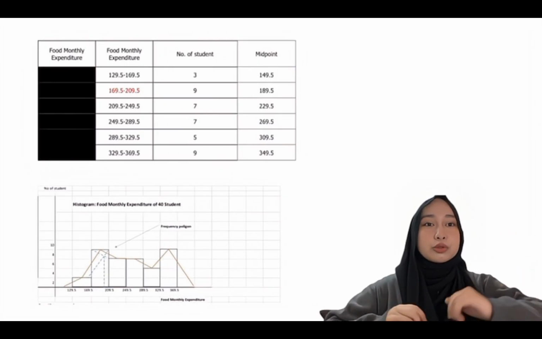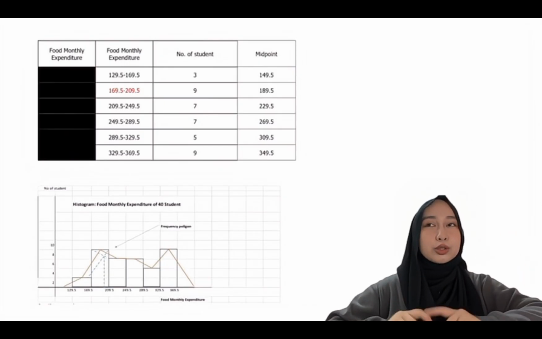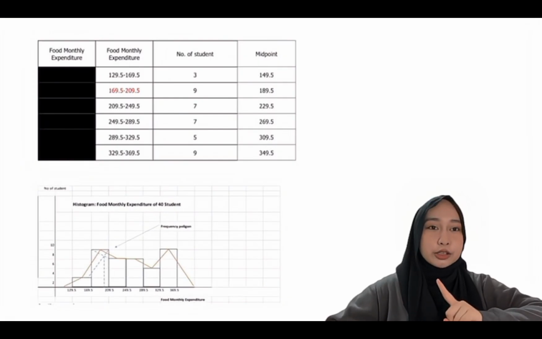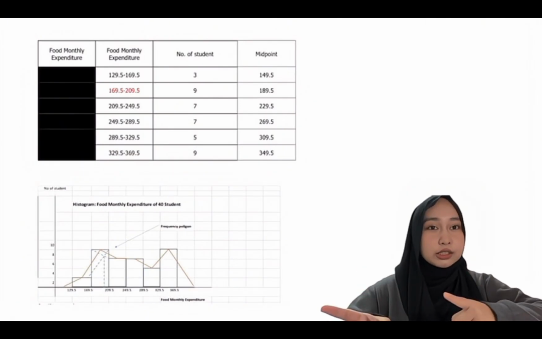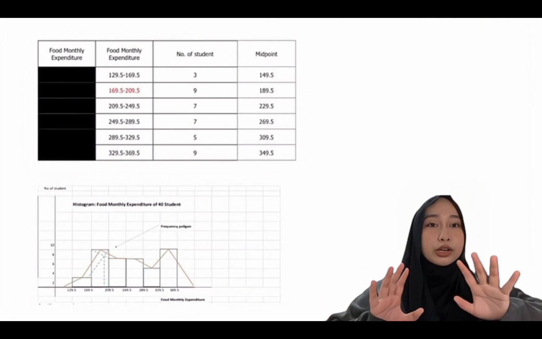The highest number of students, which is 9 students, are in two ranges, which is Ringgit 165.50 up to Ringgit 209.50 and Ringgit 329.50 and Ringgit 369.50. Below the table, we can see a histogram and a frequency polygon. This graph helps us visualize the data more clearly.